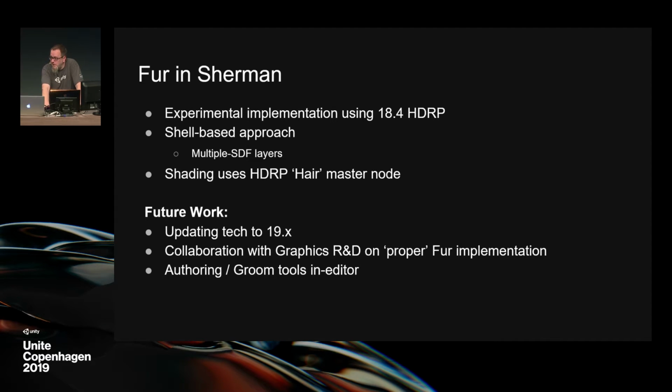We had an experimental implementation of fur in 18.4. This was all based on 18.4. The shading, the actual rendering of it, uses the HD Lit hair master node that's available. So what we were focused on was more the geometry generation, and how it actually interacts and authors in the scene. But the actual shading just uses the normal Kajiya-Kay that HDRP provides. We are currently updating all of this tech to the 19.x tech stream, right now 19.3 LTS, aiming for the LTS. And we're collaborating with the graphics R&D team on what a proper fur implementation would look like to roll out for other platforms and more performant runtime uses. Obviously, the ideal scenario would be that we can groom the fur in the editor, so that's something we're investigating as well.